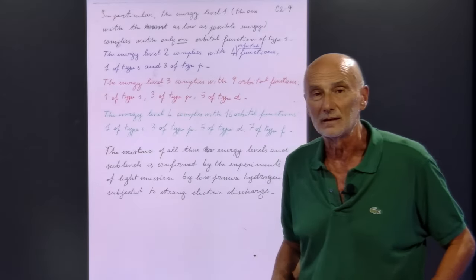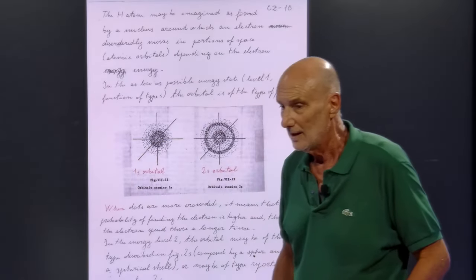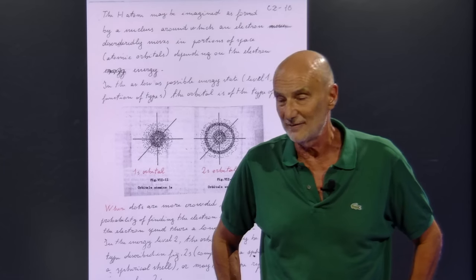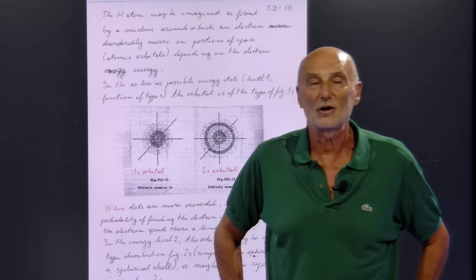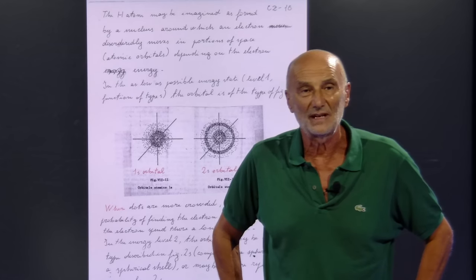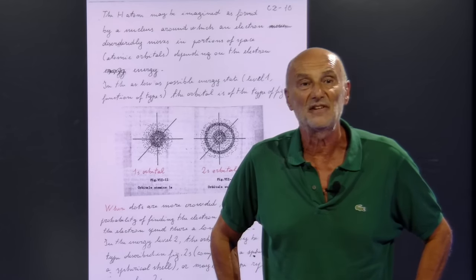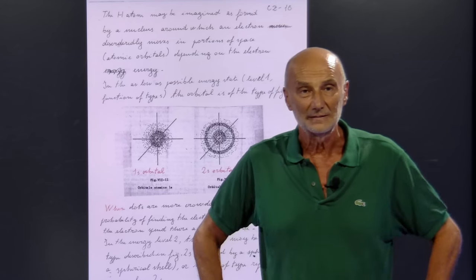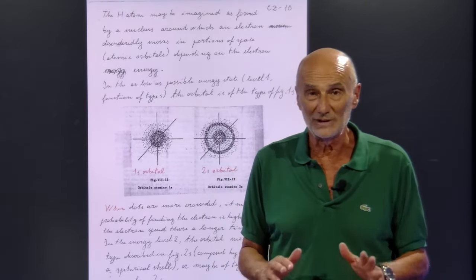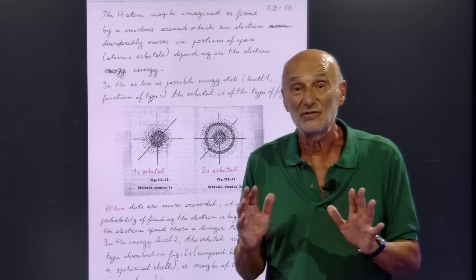Now, let's see what S, P, F, D mean. Well, in the fundamental state, in the fundamental energetic level 1, there is only one orbital function, and we said that this orbital function is of type S. The letter S means spherical. It means that the portion of space in which the electron may be found with a high probability, such as 97-98%, has a spherical shape.